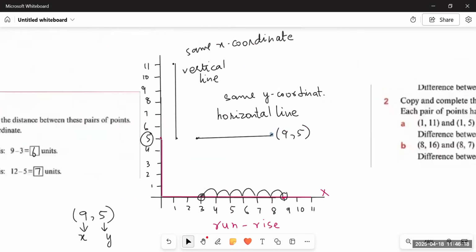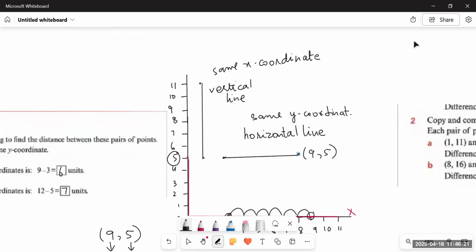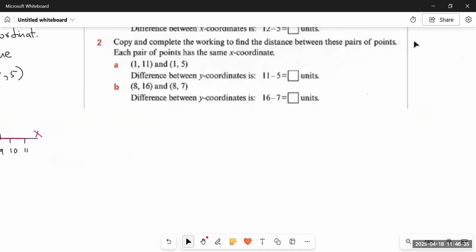We will do the same. That is, we will count the difference between the y coordinates: 1, 2, 3, 4, 5, 6. 11 minus 5 is equal to 6. So if we have to find out the difference between these two y coordinates, we will simply subtract them. That is 11 minus 5 is equal to 6 units. And similarly, if we have two points, 8, 16 and 8, 7, we will simply subtract 7 from 16 and the answer would be 9 units. That's all.